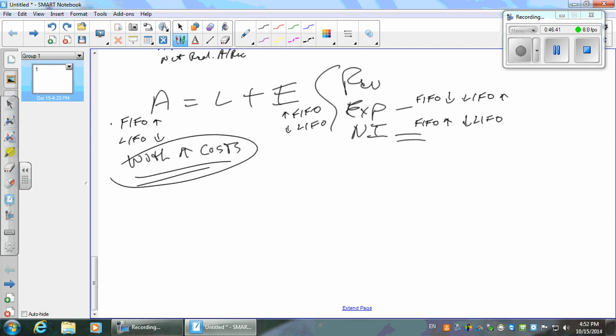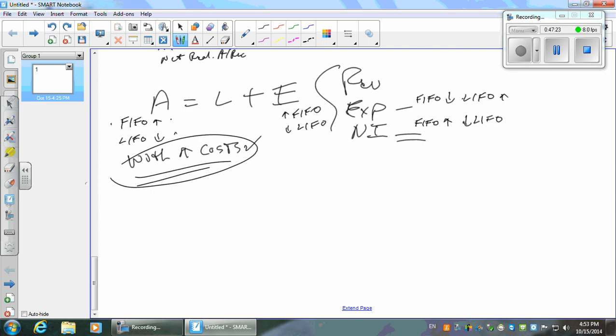So now let's try it, thinking about that. FIFO provides a higher net income than LIFO. When does that happen? When costs are rising. Okay, and then down on number 4, LIFO provides a higher net income than FIFO when costs are going down, costs are falling. All of a sudden, not so hard. Number 2, LIFO provides a lower inventory. When is LIFO lower? LIFO is lower than FIFO when costs are rising. FIFO provides a lower inventory when costs are falling. Right? That's it.